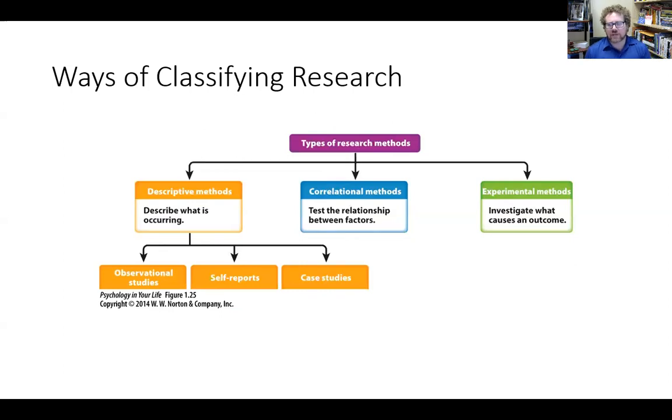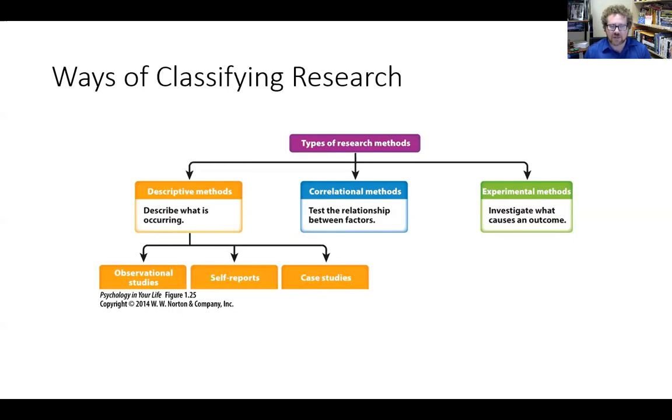So I mentioned a few minutes ago that we were going to talk about 3 broad types of research methods within psychology and the social sciences more broadly. And broadly speaking, there are 3 general categories of research that you will see in the social sciences: descriptive methods, correlational methods, and experimental methods. So today I'm just going to briefly talk about what those are so that you have at least a basic level understanding of these 3 types of research methods.